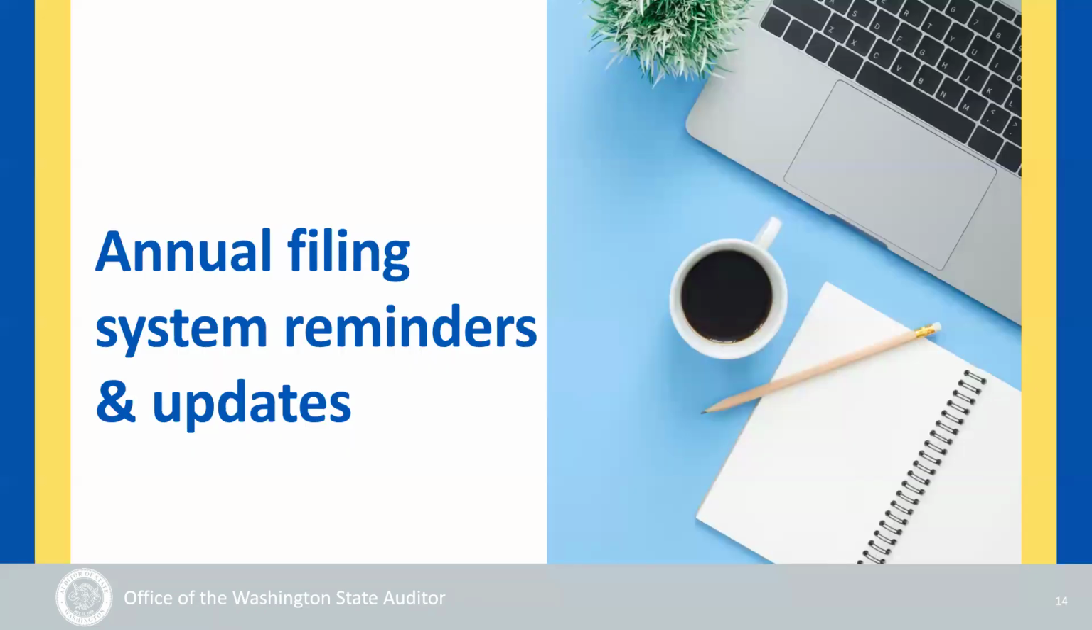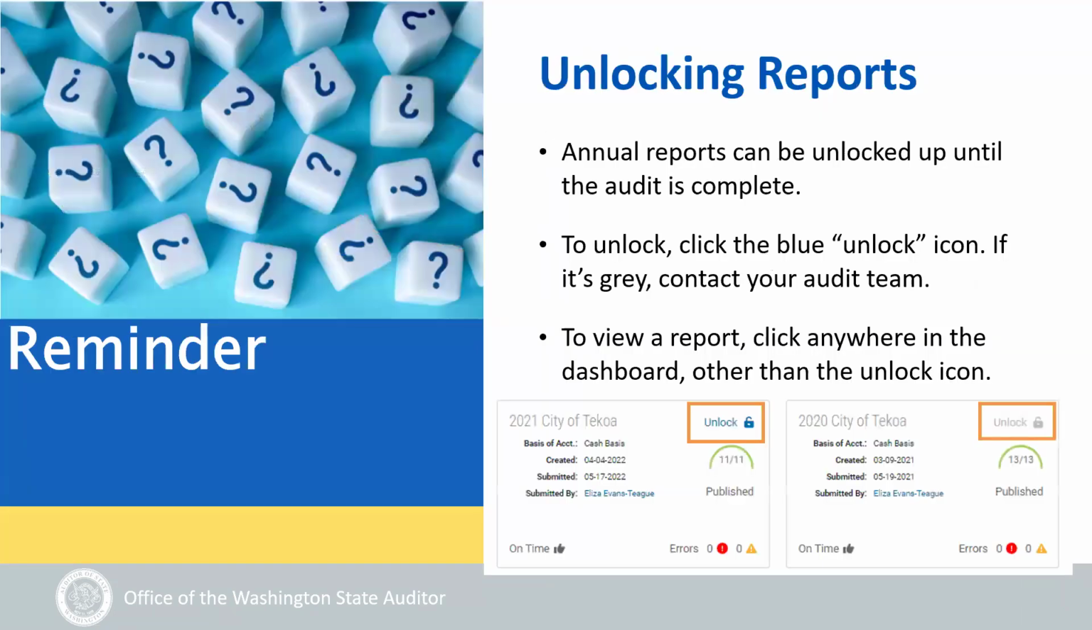We have some minor annual filing system reminders and updates. As a reminder, as a government, you can unlock your annual report up until the audit is complete. Unlocking is super easy. All you need to do is click the blue unlock icon. If you have a gray icon, then you need to contact your audit team to have the report unlocked. If you just need to view the report, you can click anywhere in the dashboard other than the unlock icon.